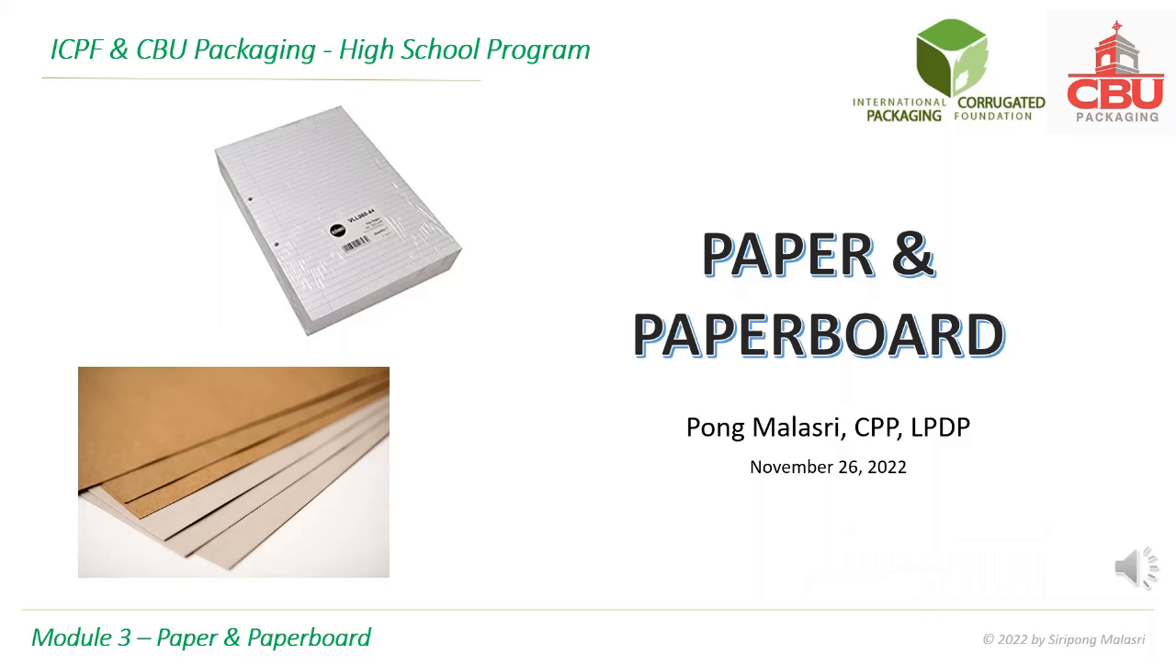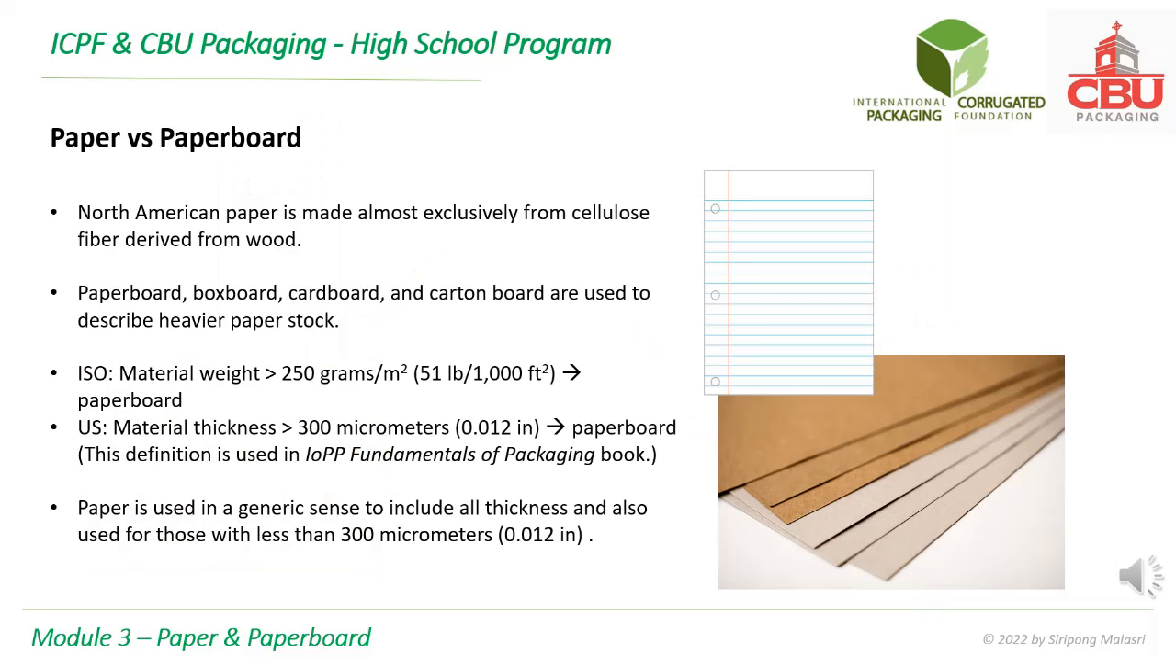In this module, you will learn about paper and paperboard. North American paper is made almost exclusively from cellulose fiber derived from wood. Paperboard, boxboard, cardboard, and carton board are used to describe heavier paper stock.